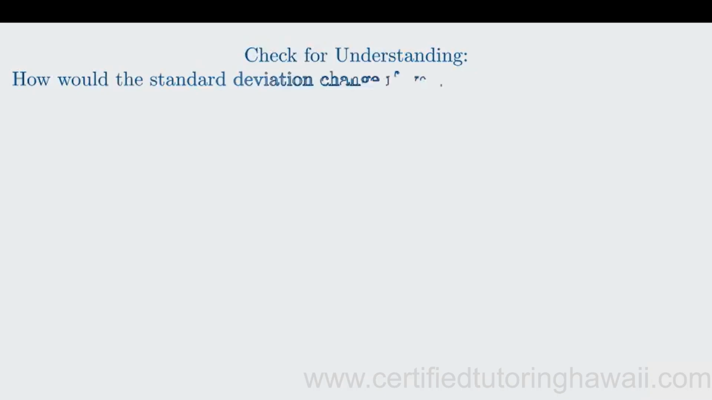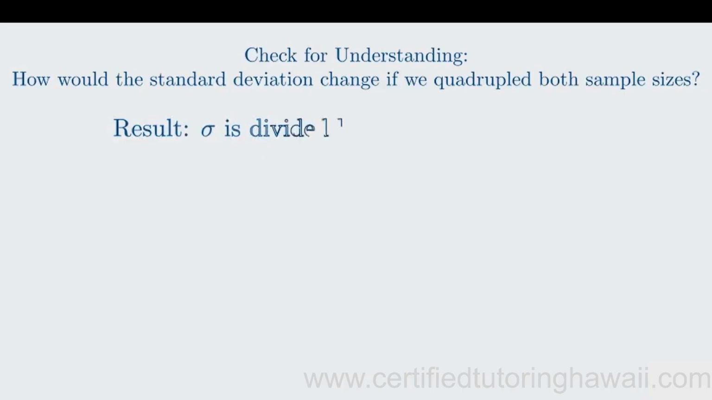Think about it. How would the standard deviation change if we quadrupled both sample sizes? Since n is in the denominator under a square root, quadrupling the sample size would actually cut the standard deviation in half. This is the law of large numbers in action.